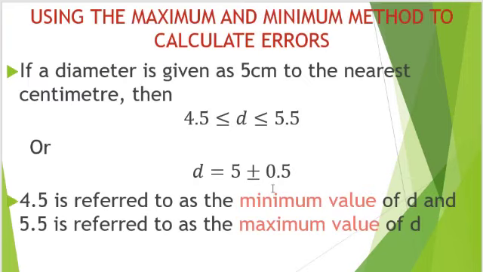Now let us go to this other method. Using the maximum and minimum method to calculate errors. Let me start with this example. If a diameter is given as 5 centimeters to the nearest centimeter, what do we mean by that? Now, you're given a diameter which is 5 centimeters.